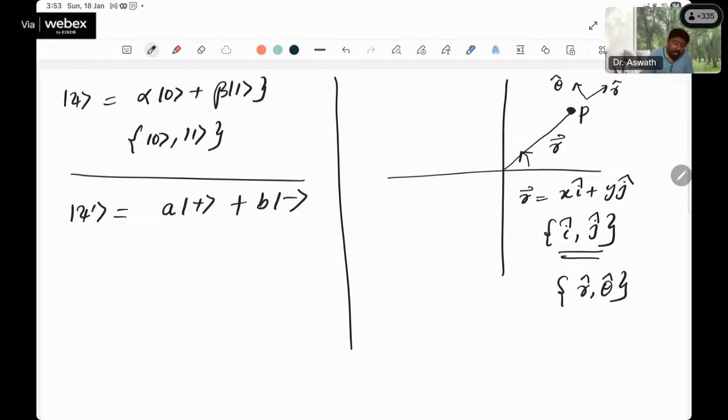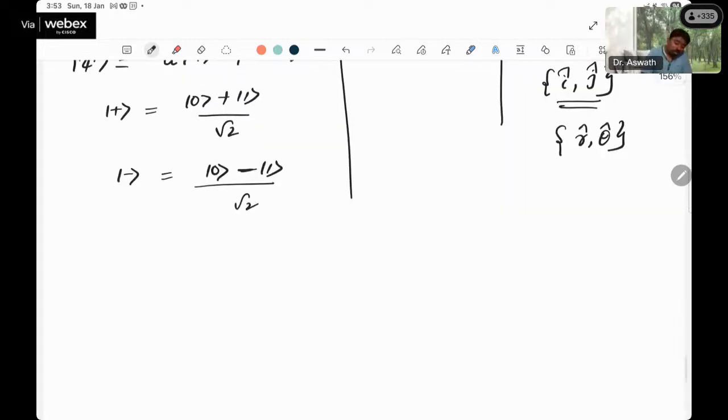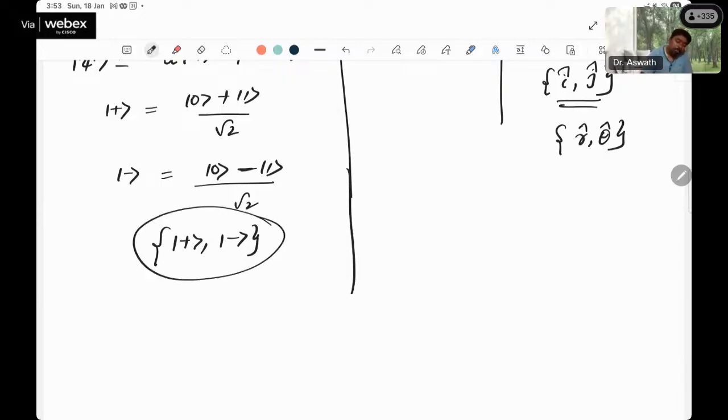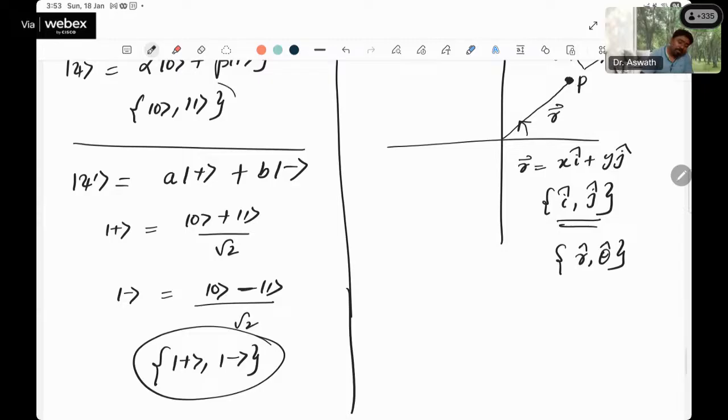What is this plus? Plus is (0 plus 1) divided by square root of 2, minus is (0 minus 1) divided by square root of 2. This is also a bistable state. Here also I have a basis. What is that? The plus state and minus state is another basis. Just like, see, here two bases we have seen.